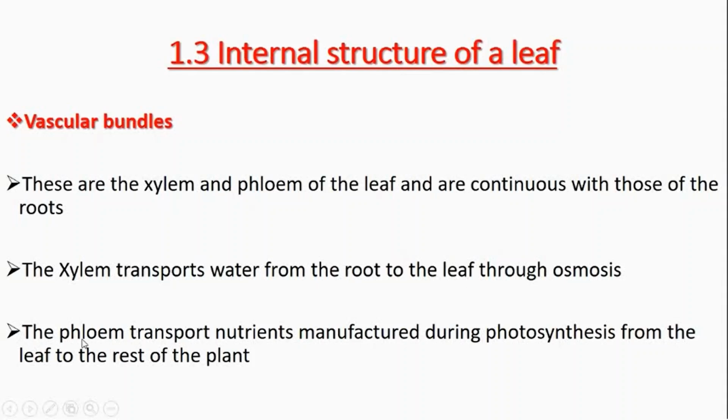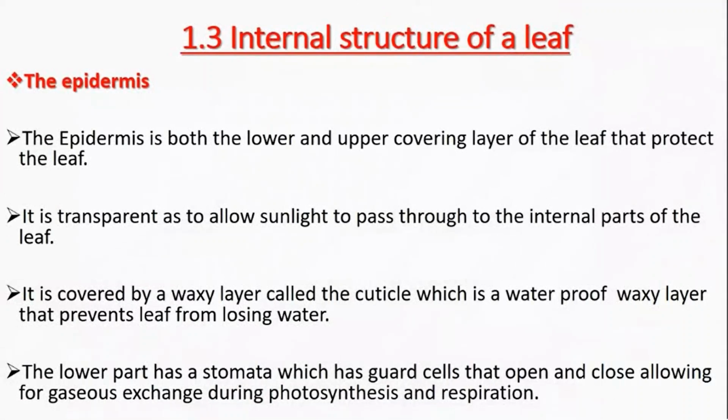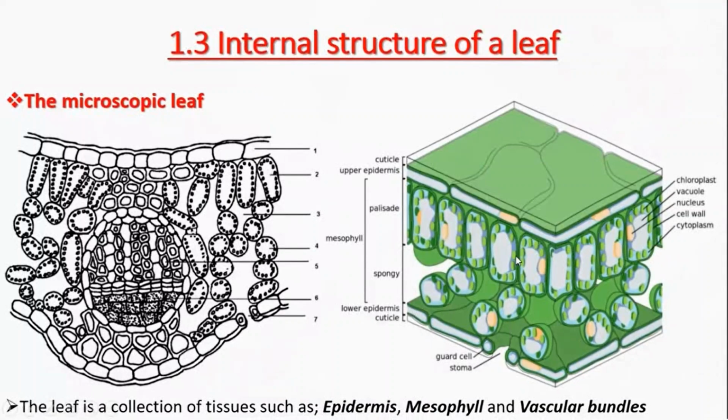And then the phloem is transporting the nutrients that have been manufactured during photosynthesis from the leaf to the rest of the plant. Because all that the leaf does is photosynthesis. It's what the leaf is responsible for. So up there in our palisade, we are looking at photosynthesis. When it has photosynthesized, it has formed sucrose. You remember that sugar, sucrose. So the sucrose will then move to our vascular bundles. It will move to our phloem.